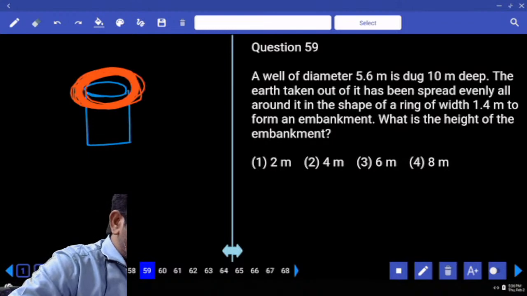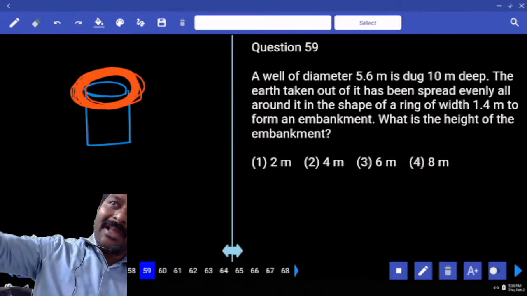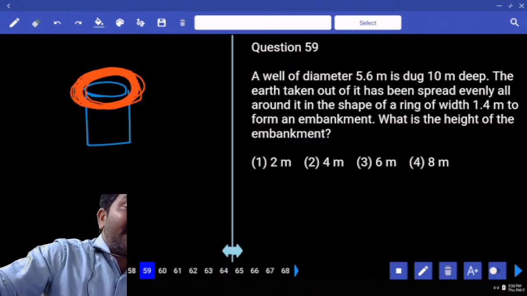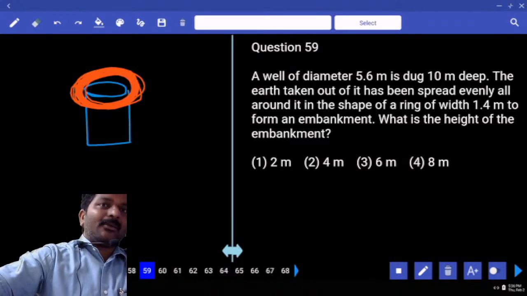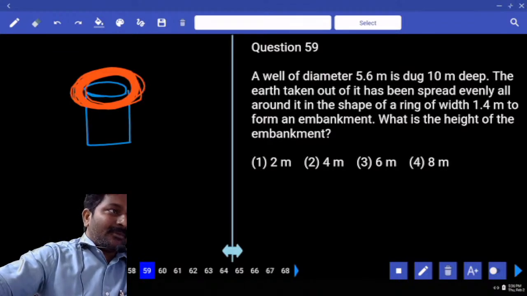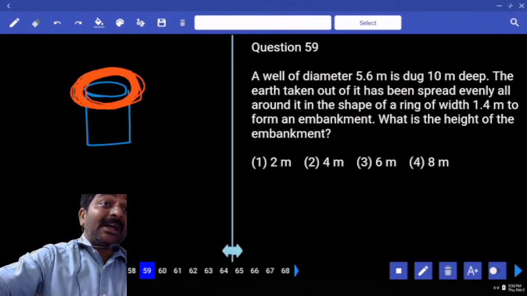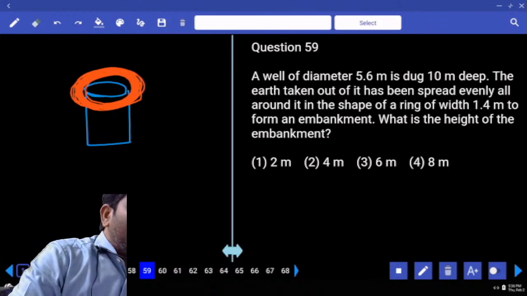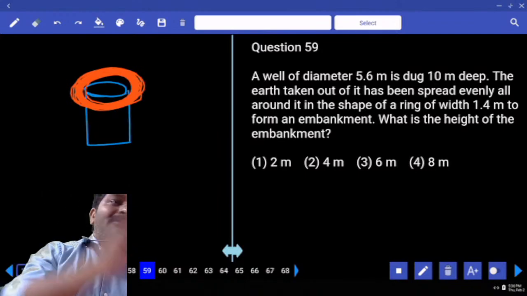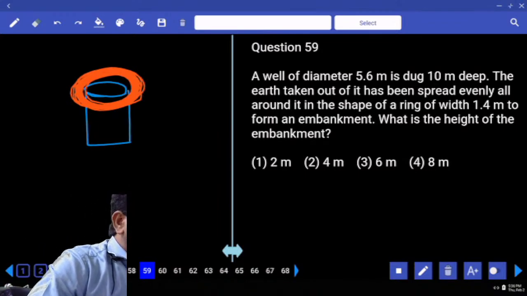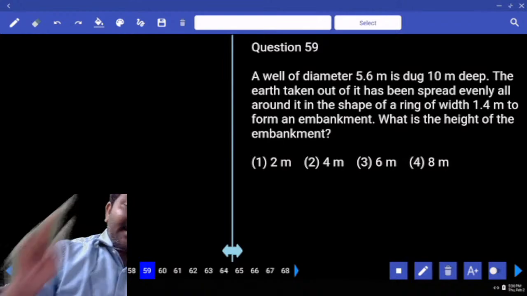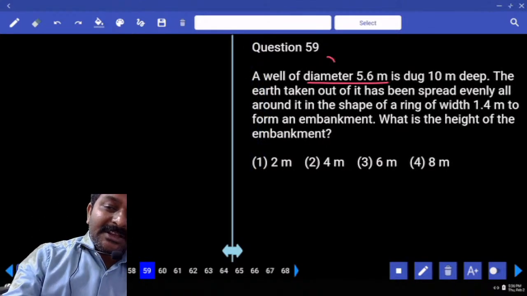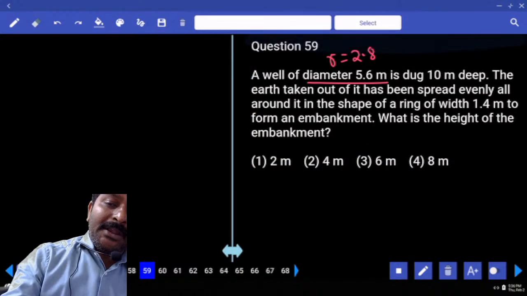Understood? Now tell me, the well will be in the shape of a cylinder. So here the volume of the cylinder, whatever you are taking out, that volume itself is spread in the form of a ring, right? So the volume of the ring must be equal to the volume of the cylinder. Is this clear? Regarding the well, the cylinder diameter is 5.6, radius 2.8.